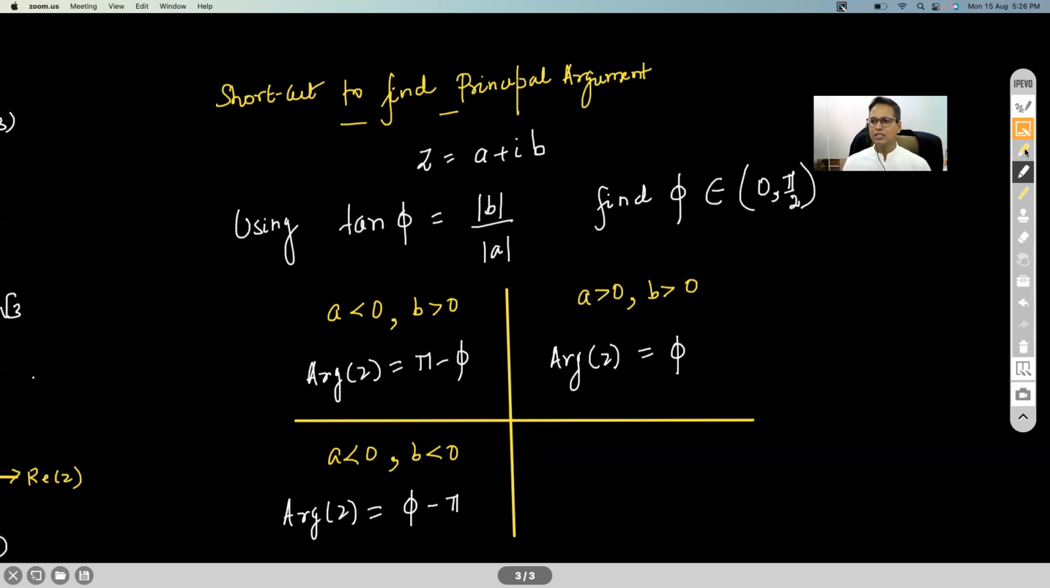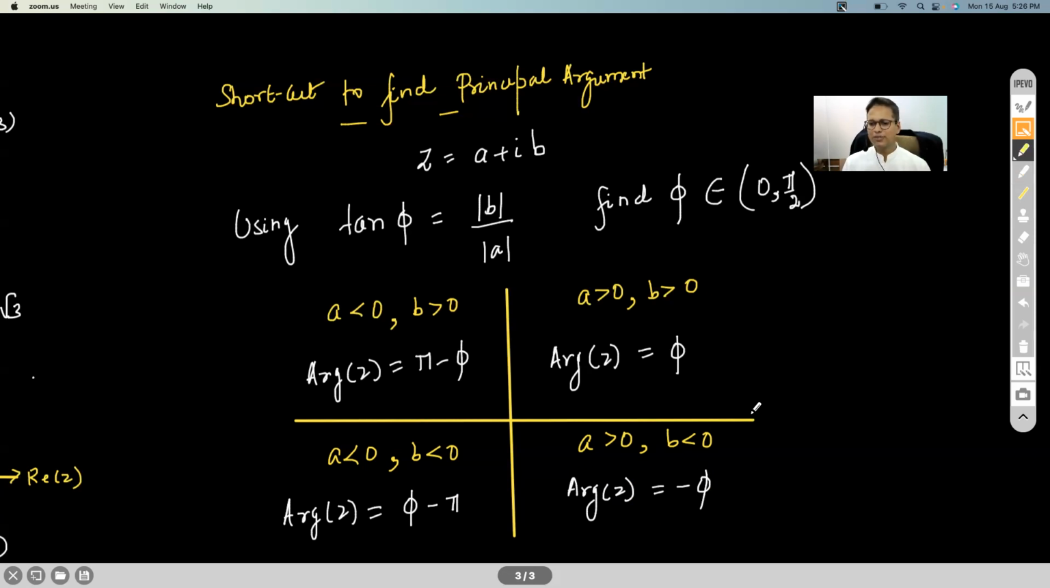And if your a is positive and b is negative, then in that case the argument is going to be negative phi. Is it fine? Any questions here?